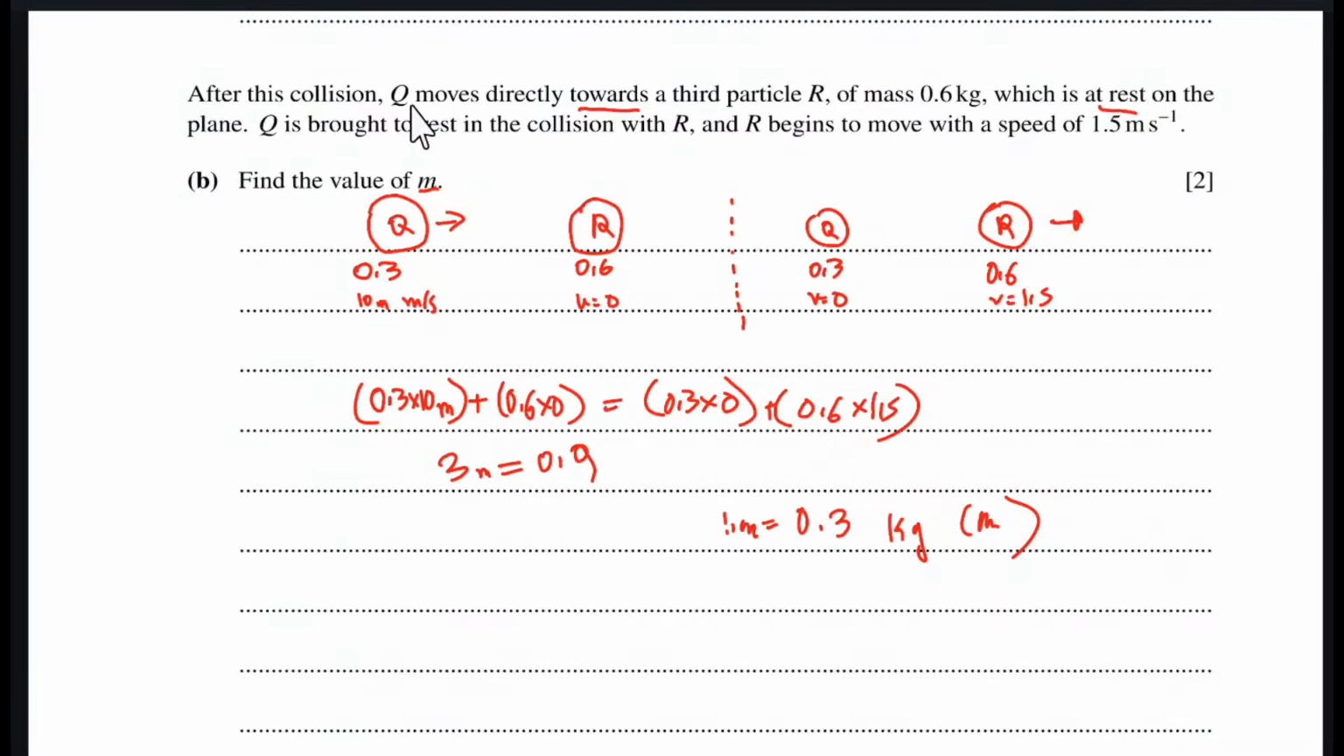After this collision, Q moves directly towards a third particle R of mass 0.6 kg, which is at rest. So the particle R is at rest on the plane. Q is brought to rest in the collision with R. So after collision, Q is at rest. R then begins to move with a speed of 1.5 meters per second. Initially Q is moving towards R, and after collision, since Q becomes rest, R would obviously move forward, in this direction. So momentum before collision is equal to momentum after collision, and we get the value of m, that is 0.3 kg.